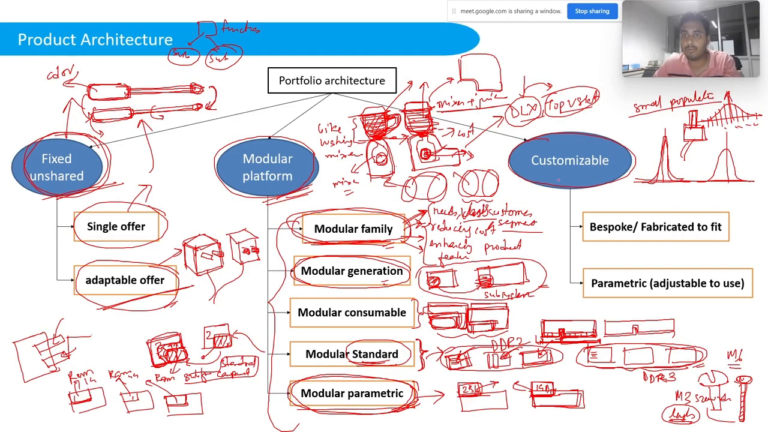So in those cases, we go for something like customizable products. In customizable products, we have again two kinds. One is bespoke, which is customized as per user requirements at the time of designing. The other one is designed for general use. However, it has some functionality so that it can be adjustable for different populations or different purposes.